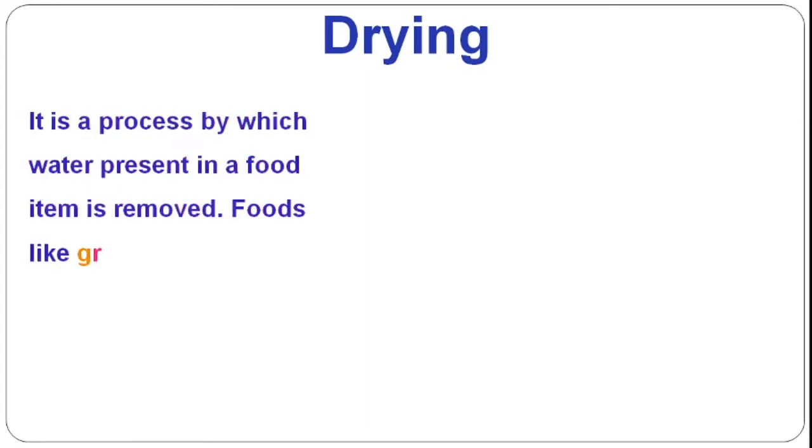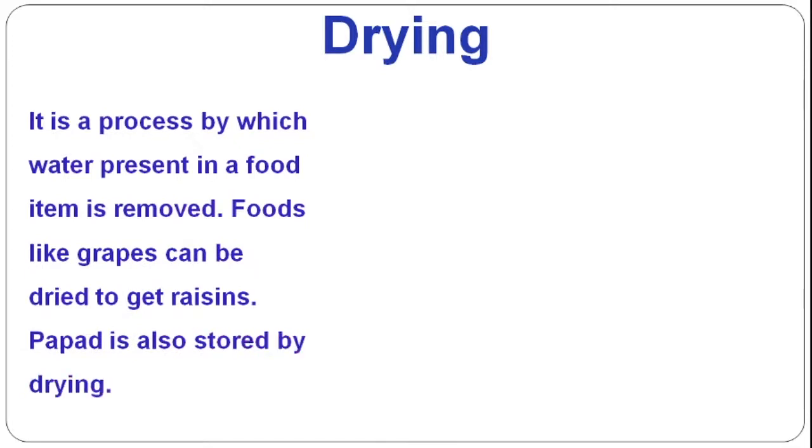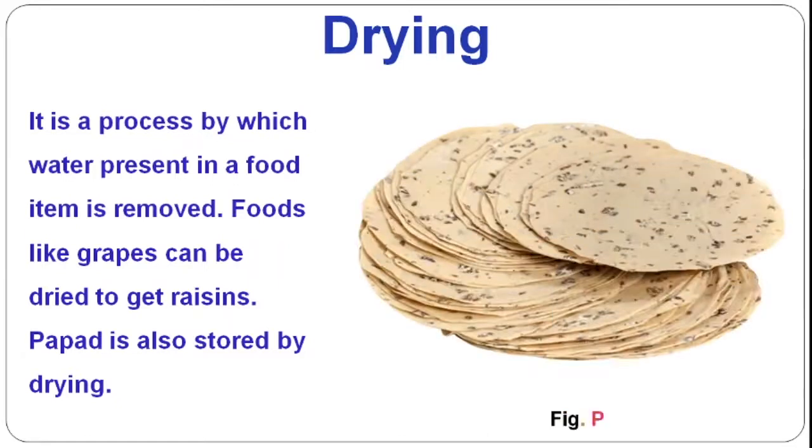Now comes drying. It is a process by which water present in a food item is removed. Foods like grapes can be dried to get raisins. Papad is also stored by drying. Okay, all of you like raisins? Yes, they are grapes only. Grapes are dried to make raisins, and raisins can stay for longer period of time, isn't it? Similarly, I know all of us like this crunchy papad, isn't it? They are also made by the method of drying.